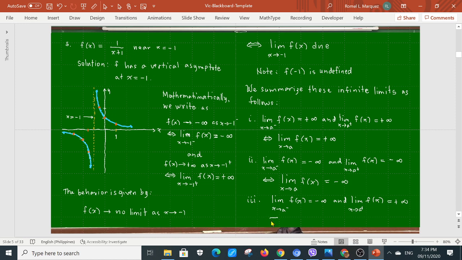Collectively, how do we write this? As x approaches a of f of x, we cannot write it as infinity, but we just write "does not exist" collectively. If you want to write both as one, it is because they don't have the same behavior. But actually, all of these do not exist.